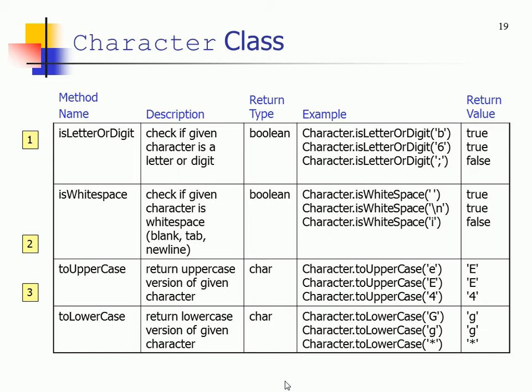Is letter or digit? Maybe I want to see is it a letter or a number? So we can use that. Or is white space? White space could be anything that doesn't print. It could be a space, a tab, a new line, anything that doesn't print. A blank, a tab, or a new line. Then we have to uppercase. Let's see what that one does.